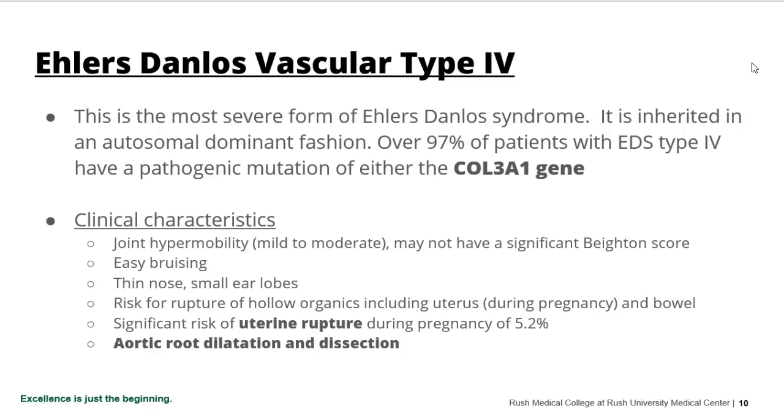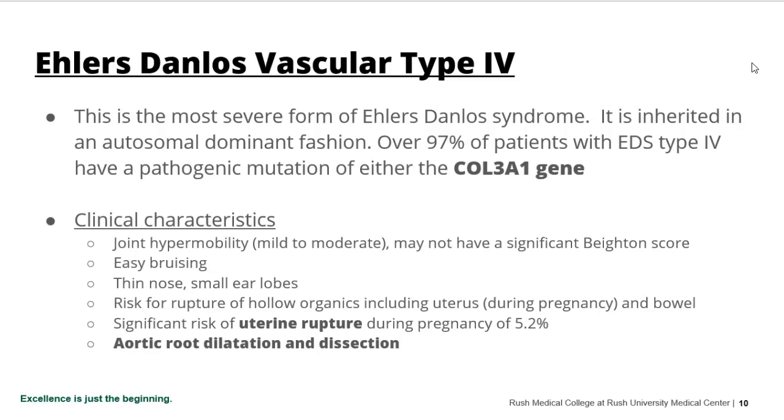But unlike Ehlers-Danlos 1, where I said somewhere between 50 and 90% have a mutation of collagen 5A1 or 5A2, 97% of patients with type 4 Ehlers-Danlos have a mutation of collagen 3A1. Why that's kind of important is when I'm doing genetic testing, if I clinically think somebody has type 1 Ehlers-Danlos and they have negative genetic testing, they might still have that because it's a clinical diagnosis.